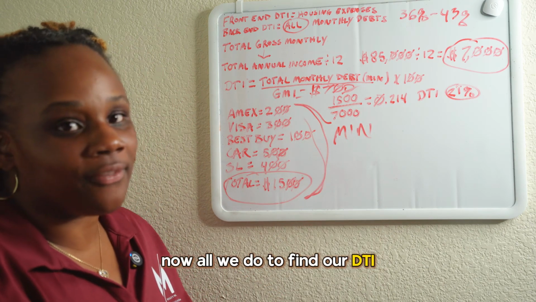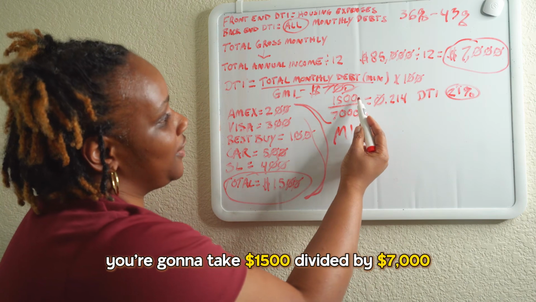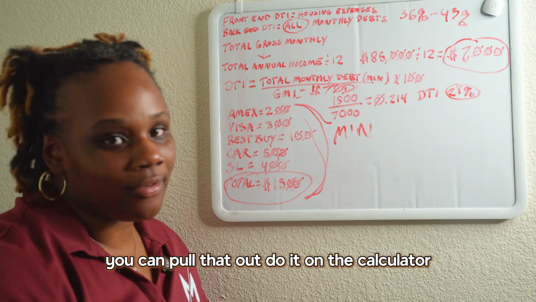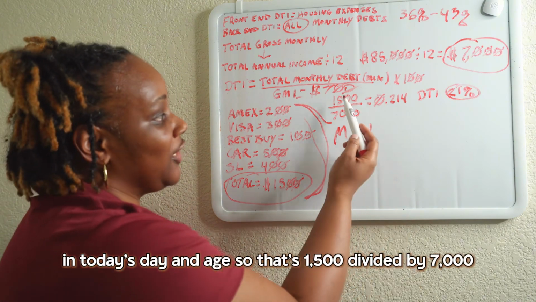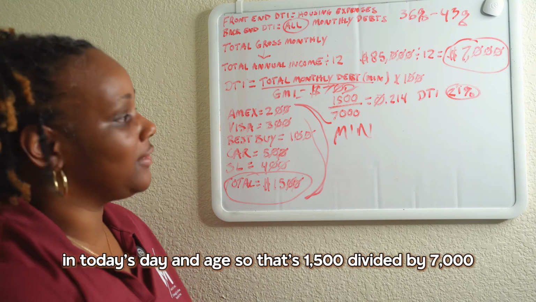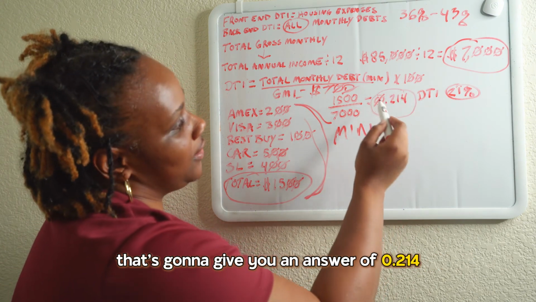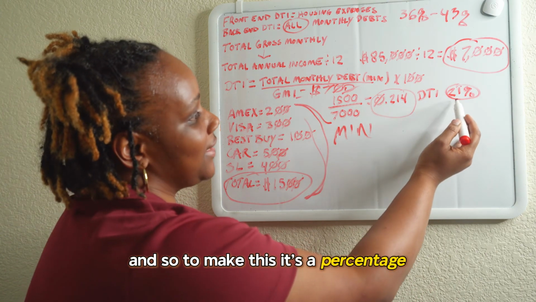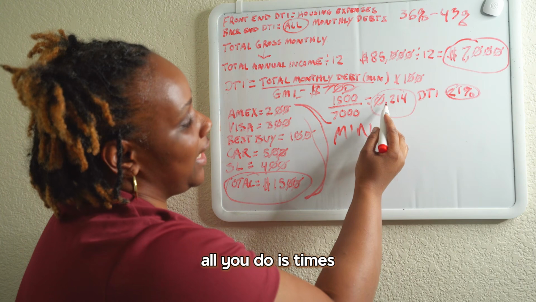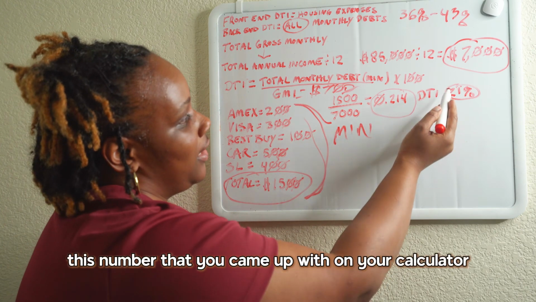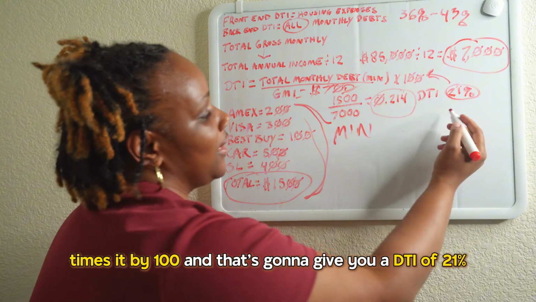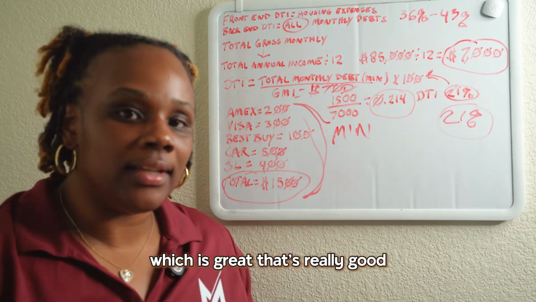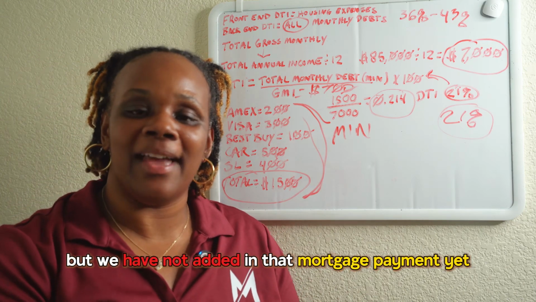Now, all we do to find our DTI, you're gonna take 1,500 divided by 7,000. You can pull that out, do it on the calculator. You don't have to do the math in your head in today's day and age. That's gonna give you an answer of 0.214, and a bunch of numbers. And so to make this a percentage, all you do is multiply the number you came up with on your calculator by 100, and that's gonna give you a DTI of 21%, which is great. That's really good. But we have not added in that mortgage payment yet.